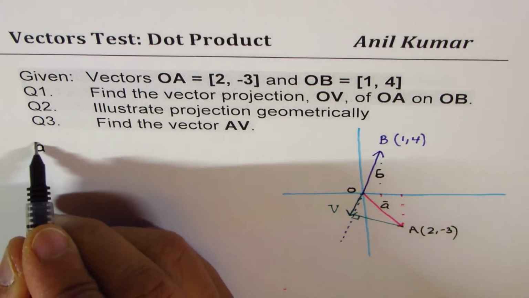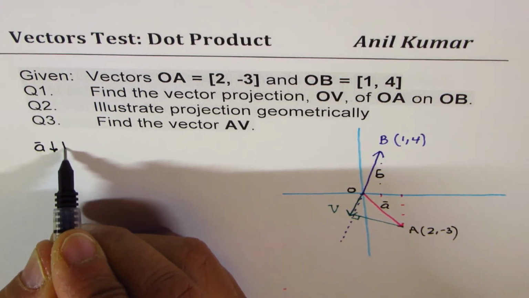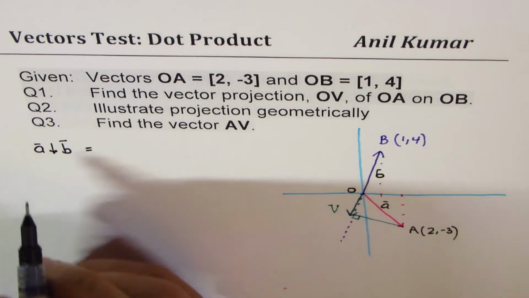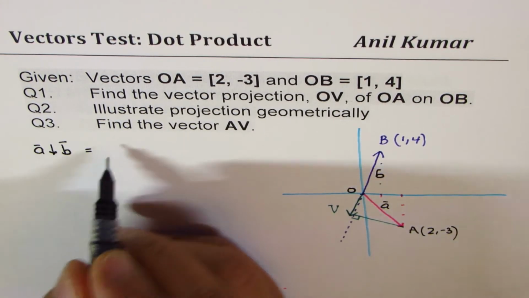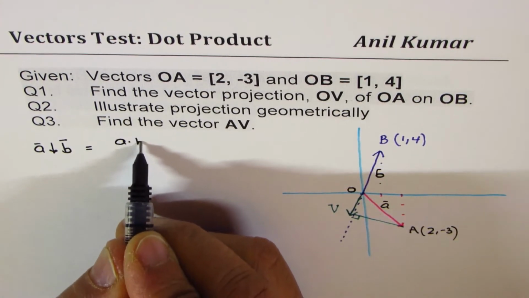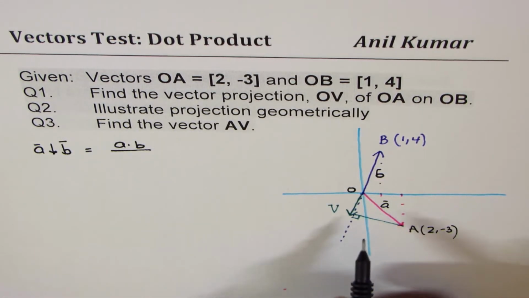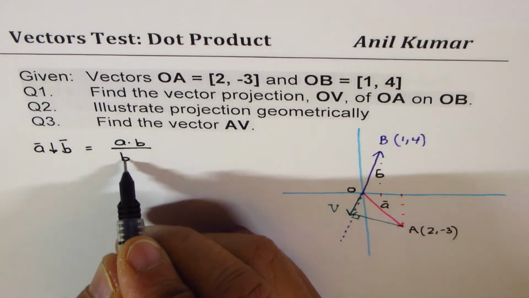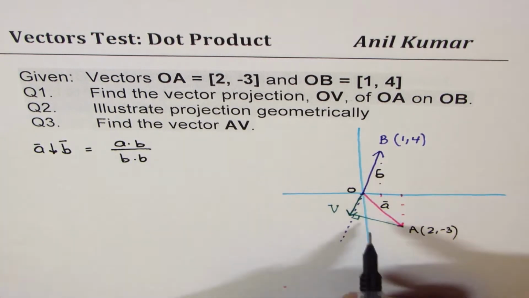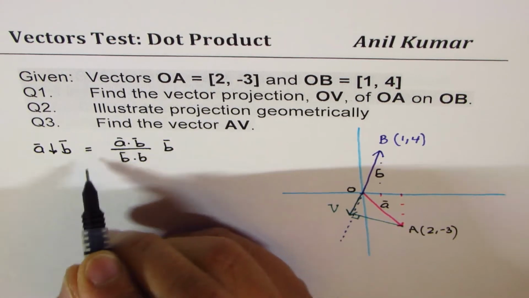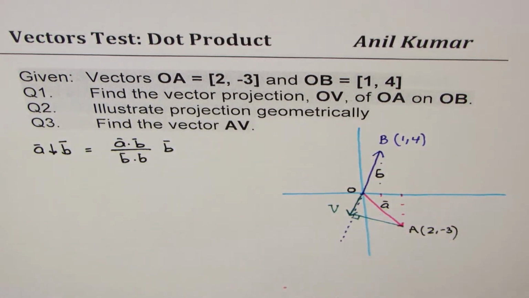So when I say vector projection of A on B, this is another convention used in many books. Then vector projection is the dot product of A and B, right? So we are doing A on B. So it is dot product of A and B divided by, we want to find direction within B, right? So this times the vector B. So that becomes the formula for vector projection, correct?